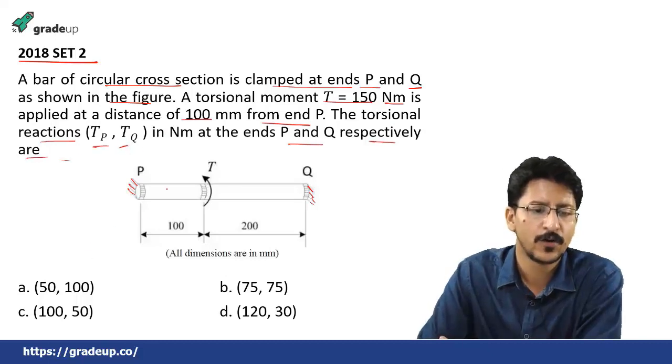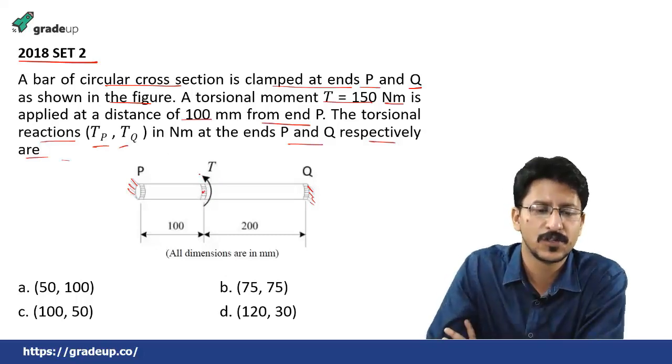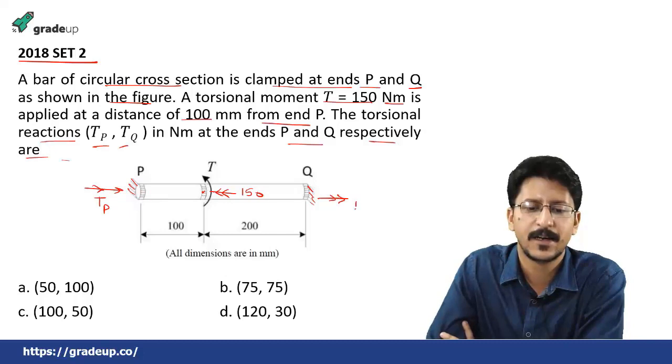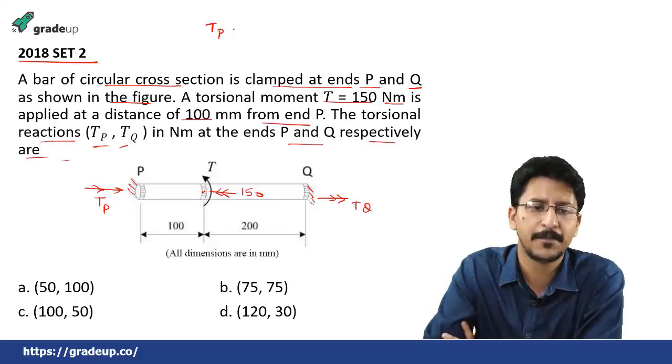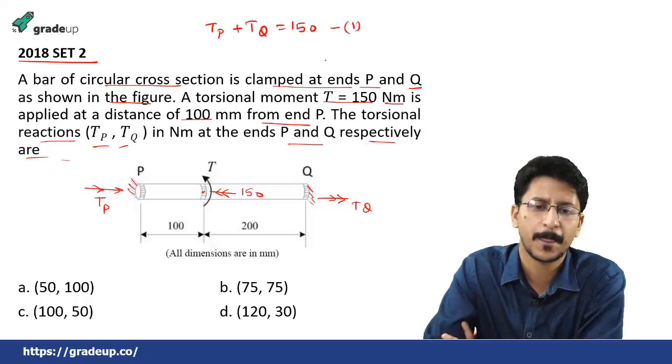So what you do, see at this point, this value is going inwards. So just converting this, this value is 150, and take the reactions like this. This is TP and this is TQ. So the first equation we will have is TP plus TQ is equal to 150. This is the first equation.